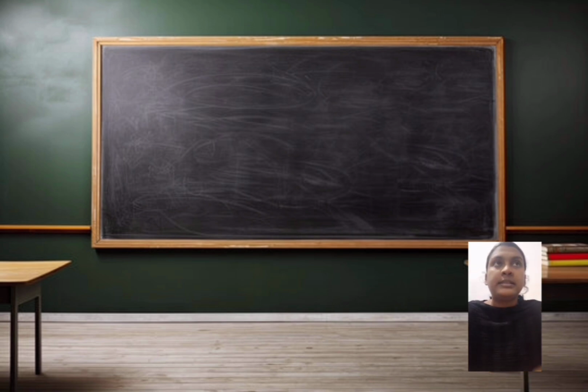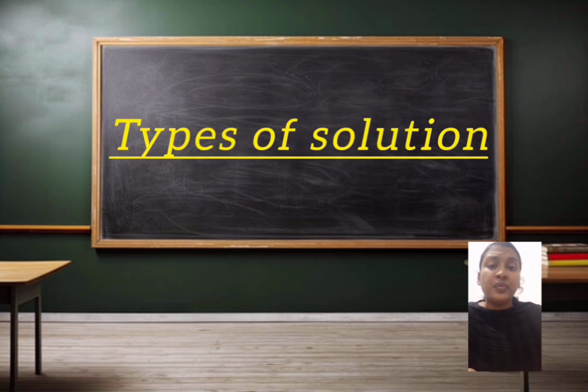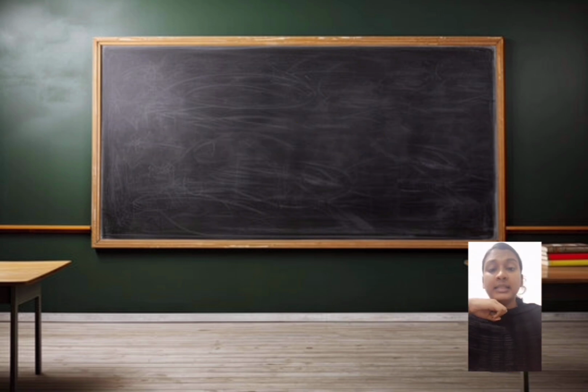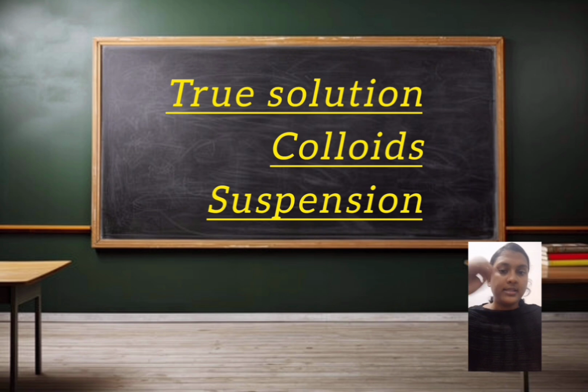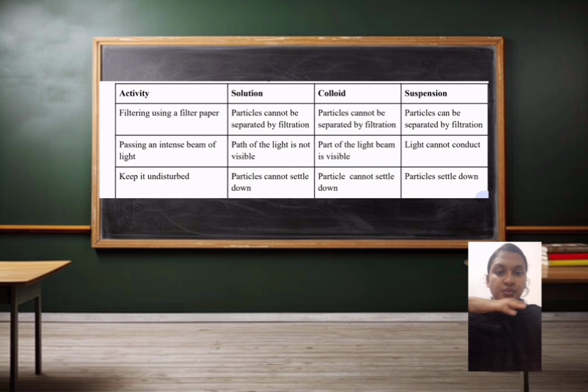Now we can talk about the classification of solutions. It's not classification, we can mainly say it is types of solutions. Mainly there are three types of solution: true solution, colloids and suspensions. The first one is true solution. Before we move into the characteristics, I will give an example. One example for true solution is sugar solution and salt solution.